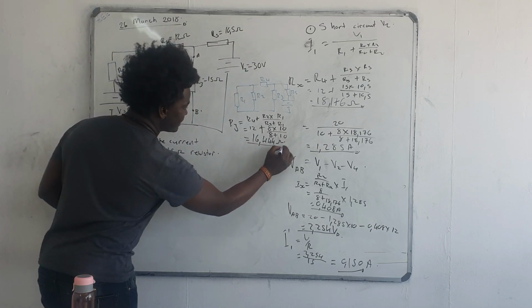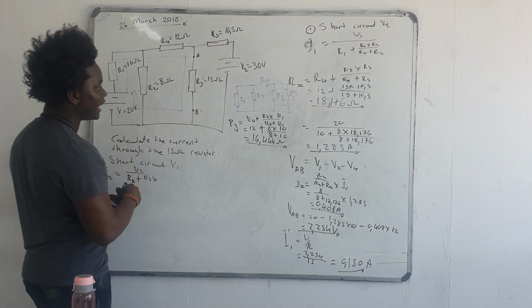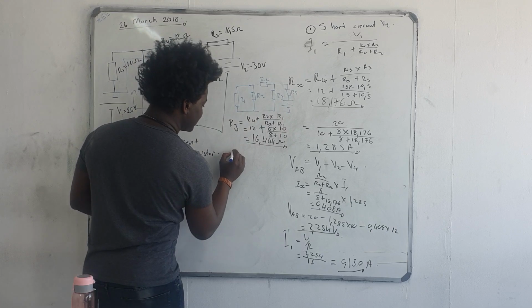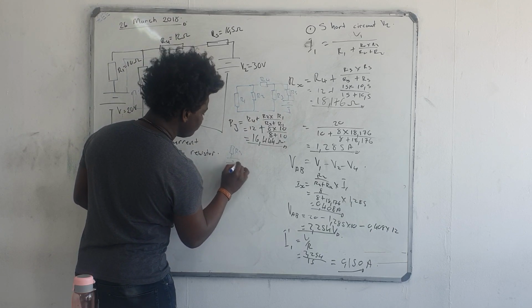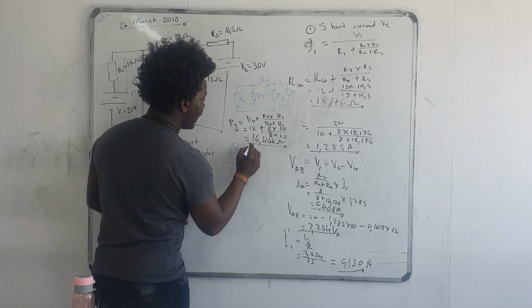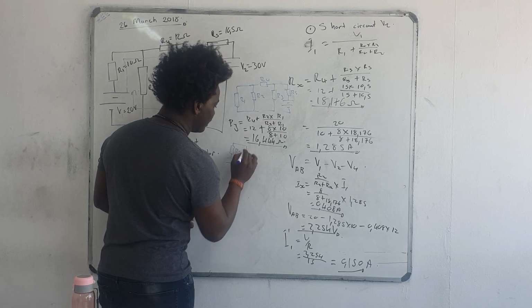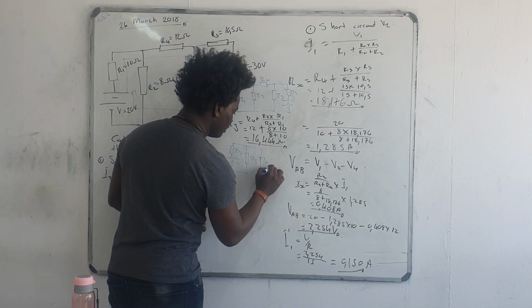Now let me redraw the circuit and then we'll see what the circuit looks like. Since we have now calculated RY, our circuit looks like this. Let's start from this battery. This is your R5, like this, and we've got R3 there, and now we've got RY.